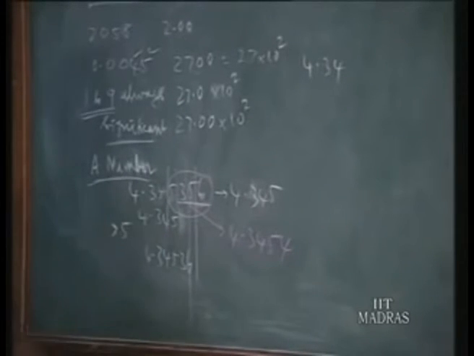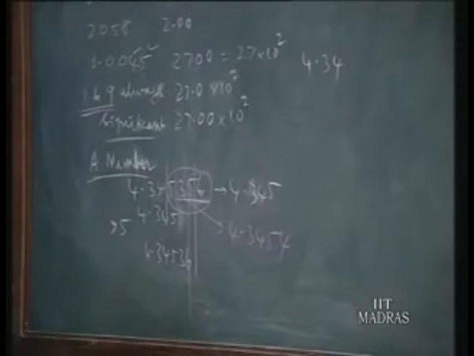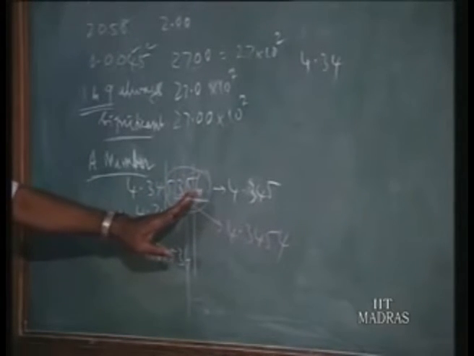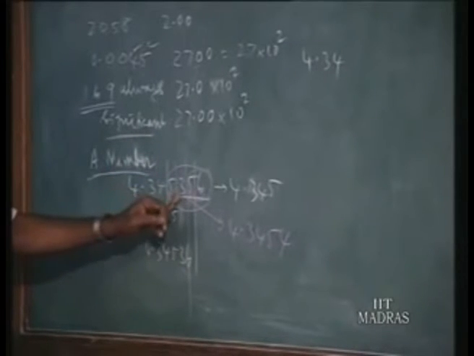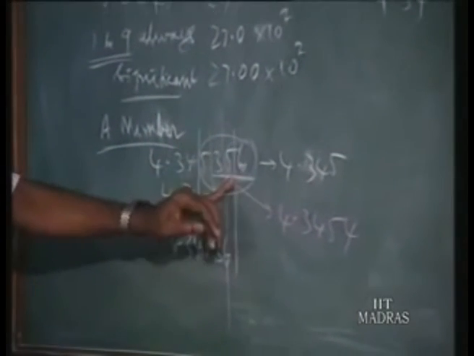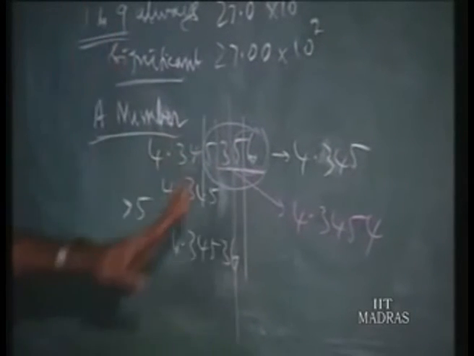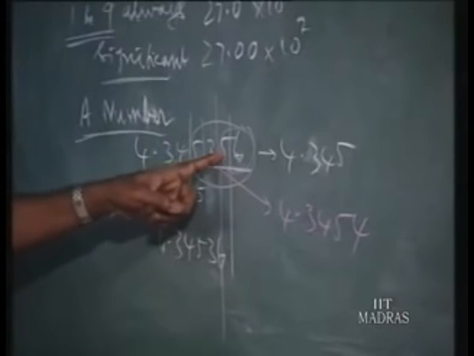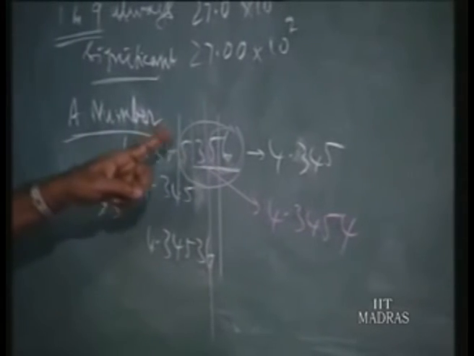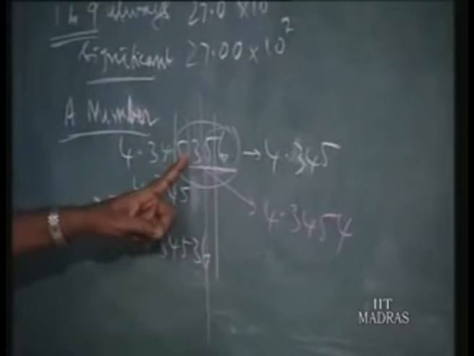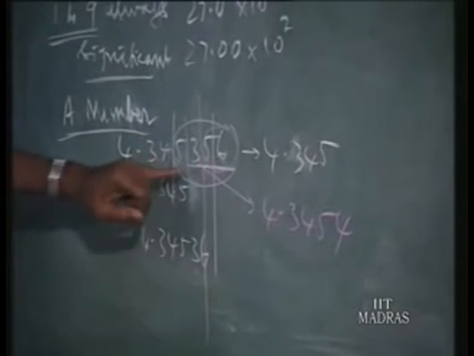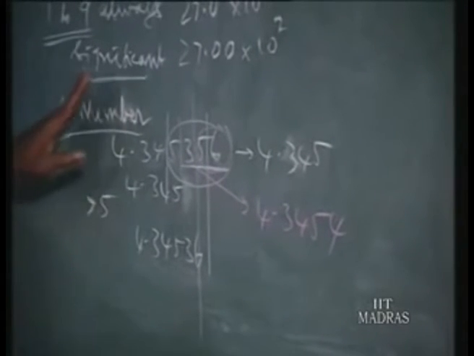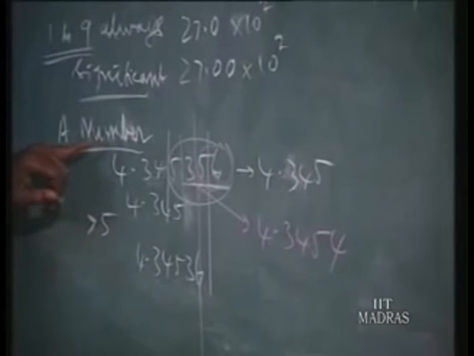So this is the rule. There are 3 points. If the discarded number starts with a number higher than 5, always add 1 to the desired decimal place. If it is less than 5, leave the desired decimal place as it is. If it is exactly 5, then if the desired decimal place is an odd number, add 1. If it is an even number, leave it as it is. That is how the rule is adopted for rounding off of a number.